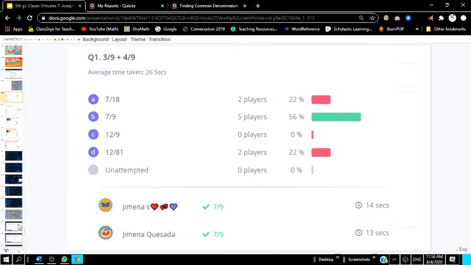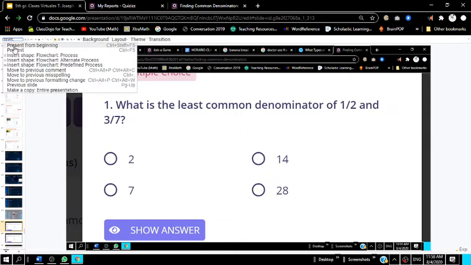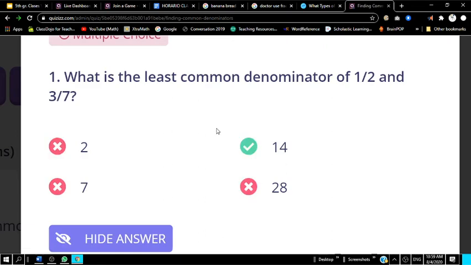I would like you to take a look at the questions that we have here on the screen, okay? And the first question says, what is the least common denominator of 1/2 and 3/7? Well, if we continue just to talk about halves and sevenths, and we list out all the multiples of 2, we have 2, 4, 6, 8, 10, 12, 14, and then if we continue to do the same thing for 7, 7, 14, 21, the common denominator that both of them have is 14, right?